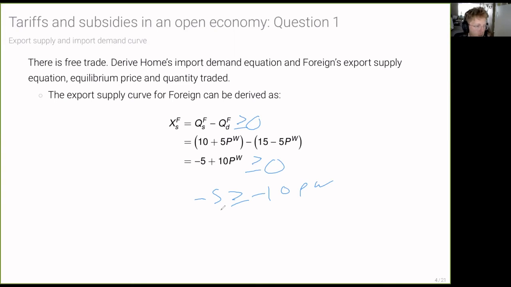So dividing by -10 on both sides, what do I get? I get that basically half must be greater than or equal to the world price. And so whenever the world price is greater than a half, we have that foreign supplies more than it demands, and so foreign will be an exporter.